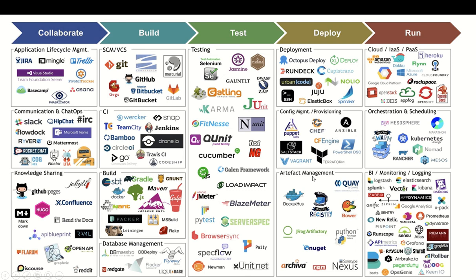For artifact management, we'll be using Docker Hub, Docker Registry, and JFrog Artifactory. So this is the deployment stages. These are the tools we'll be using, running that on infrastructure, like on the servers.